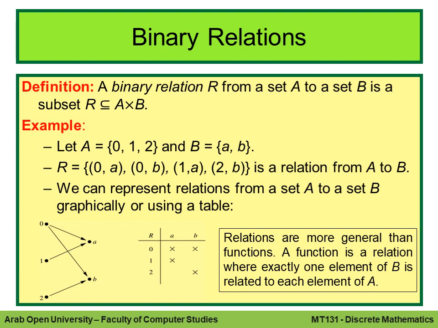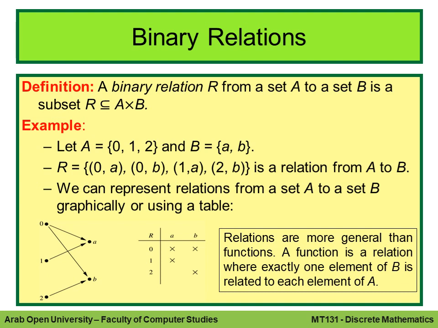The other way to do it is using a table like the one we see. You can include the elements of the first set in the column 0, 1, 2, and you include the elements from the second set in the row A and B. Anytime you have an ordered pair, for example 0 and A is included in the relation, you write an X. If the two elements are not related, just leave it blank. And we will see more ways to represent a relation.